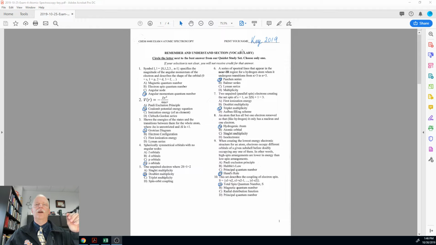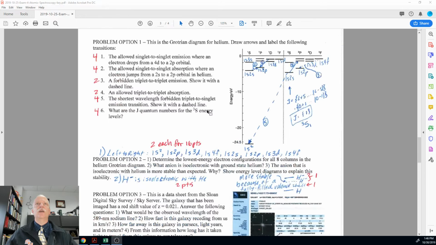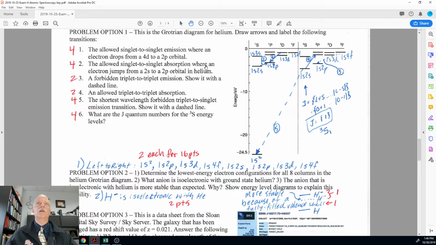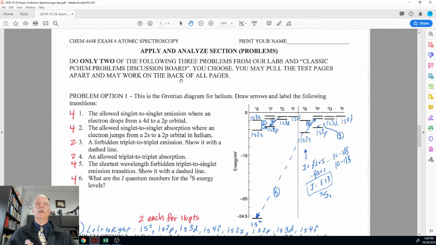This is vocabulary, and then we get to the questions that require them to apply and analyze the knowledge that they have. So let's zoom in a little bit. This top one is understanding the Grotrian diagram. So let's get my hand here. I can push this around. And so this is the apply and analyze section, otherwise known as problems.